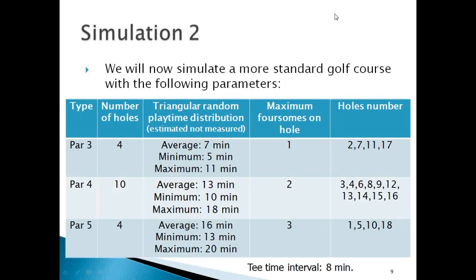In simulation 2, we will test a more standard golf course with the following parameters. We'll have 4 par 3s, 10 par 4s, and 4 par 5s. They'll be at these hole numbers, which is actually based on a real golf course around here in Montreal where I play. These are the triangular random play time distributions, again estimated for each par type, and how many foursomes can be on the hole at the same time.